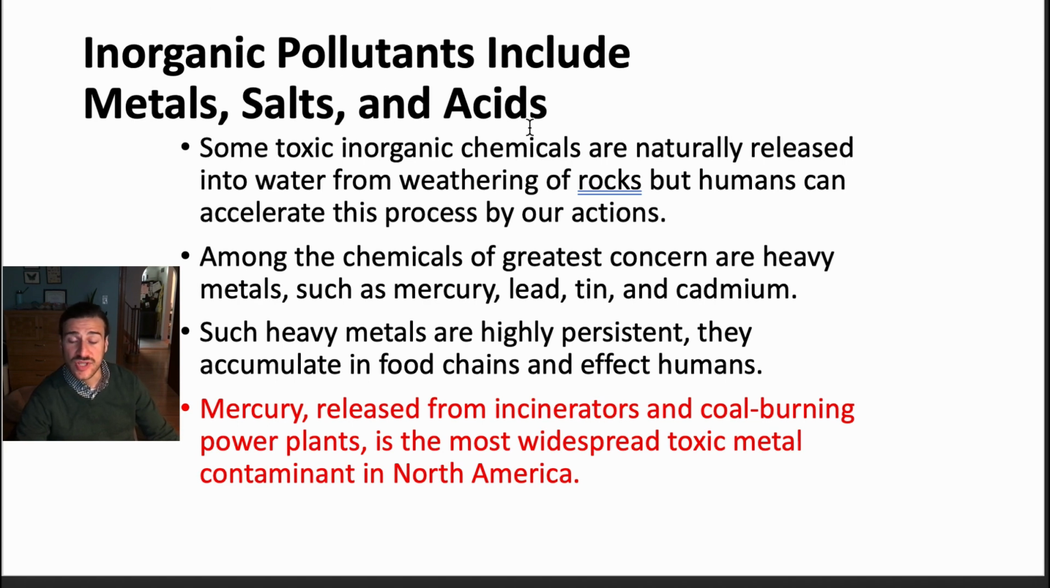Inorganic pollutants include metals, salts, and acids, right? And you guys know that mercury is one of the leading causes of many ailments among these inorganic pollutants. So, certain fish you're not supposed to eat so much of because they have high levels of mercury. Mercury is released from incinerators and coal-burning power plants, and it is definitely the most widespread toxic metal contaminant in North America. Other metals include lead, tin, and cadmium, and these metals are highly persistent as they accumulate in food chains, and then as we eat those fish, we can have severe deleterious effects.